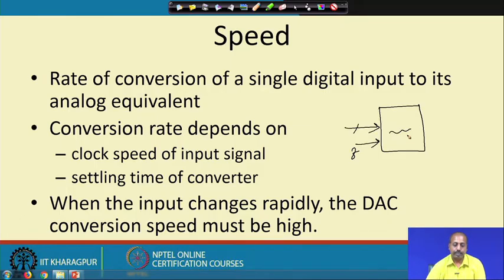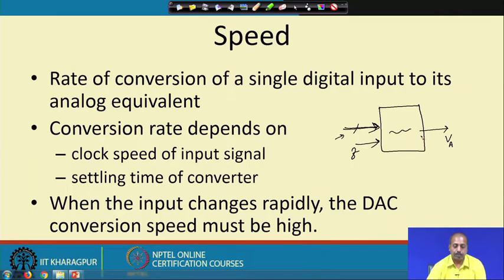The second point is the settling time of the converter, that is, after you have given a particular pattern. If the final analog voltage is, say, V A, then it takes some time for the analog output to get settled to V A. Sometimes it goes into a damped oscillatory behavior, and as a result it takes some time to settle to V A. So, after you have finished applying this pattern, how much time it takes to settle to the value is another issue. Before that, this input should not change, okay. Otherwise this behavior will be unpredictable.